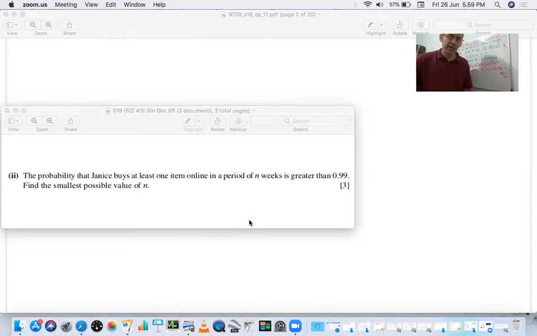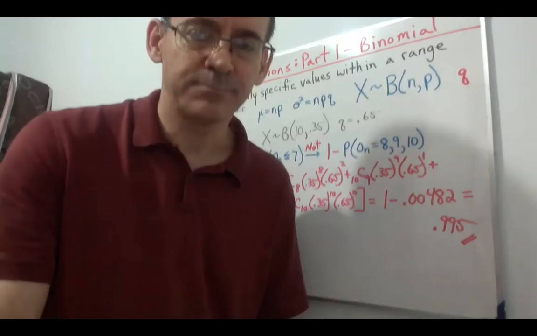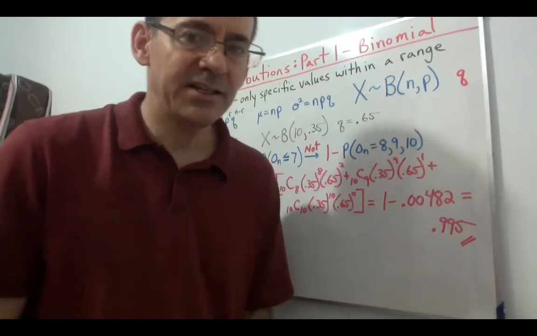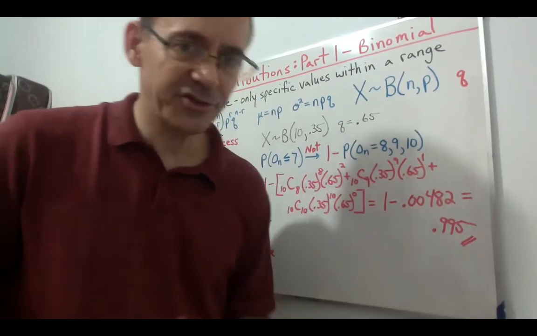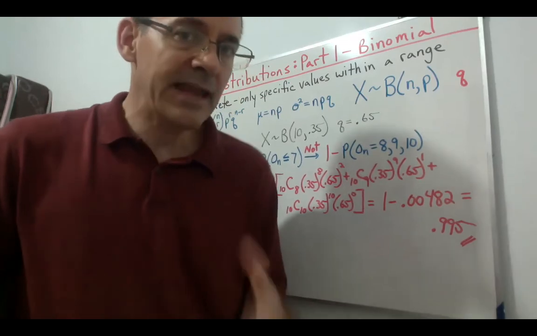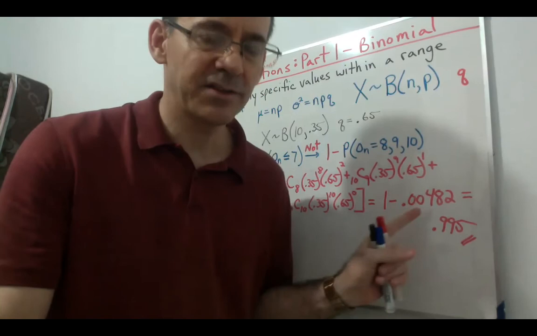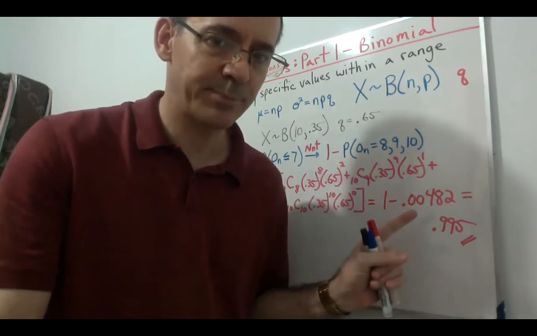In other words, we're finding how many weeks, or the smallest number of weeks, still gives us a probability of 0.99 for her buying just one item, or at least one item online. So this one is unique because it gives us the answer to the probability, but now we have to find the number of weeks. So let me erase this real quick and we'll set up the next part.